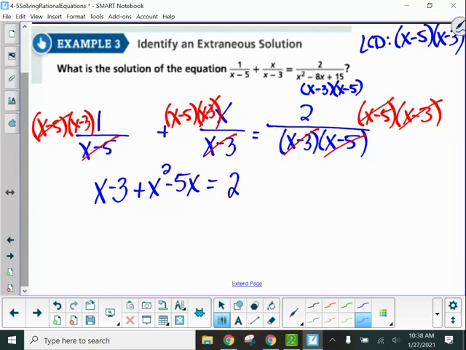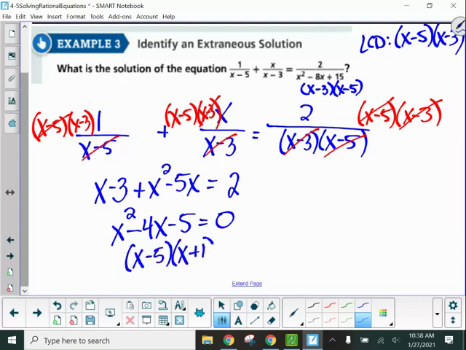Now I have a quadratic equation like I used back in topic 2. So let's rearrange this, combine our like terms, get everything on one side. I'm going to have an x squared. x minus 5x is minus 4x. Subtract over the 2 with the minus 3, that's going to be minus 5. And that equals 0. So I'm going to factor this. It factors into x minus 5, x plus 1. So my solutions that I get are x equals 5 and x equals negative 1.